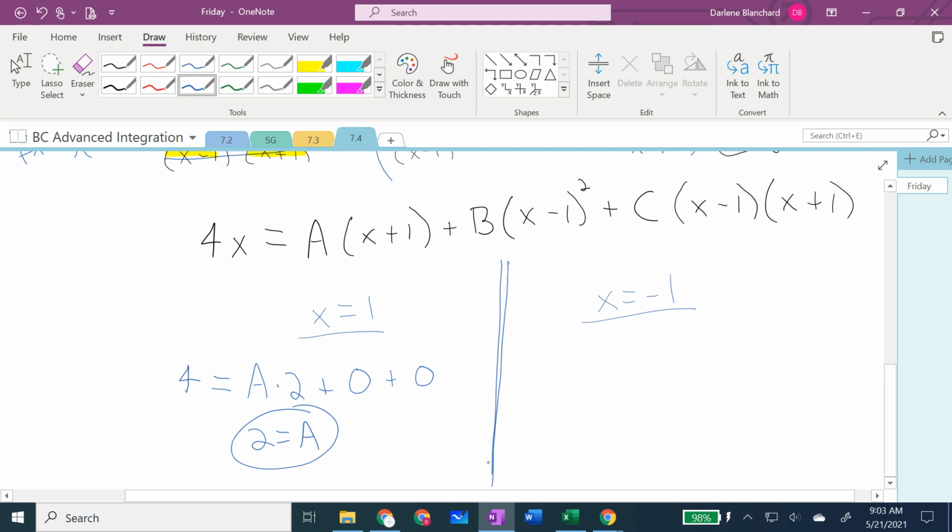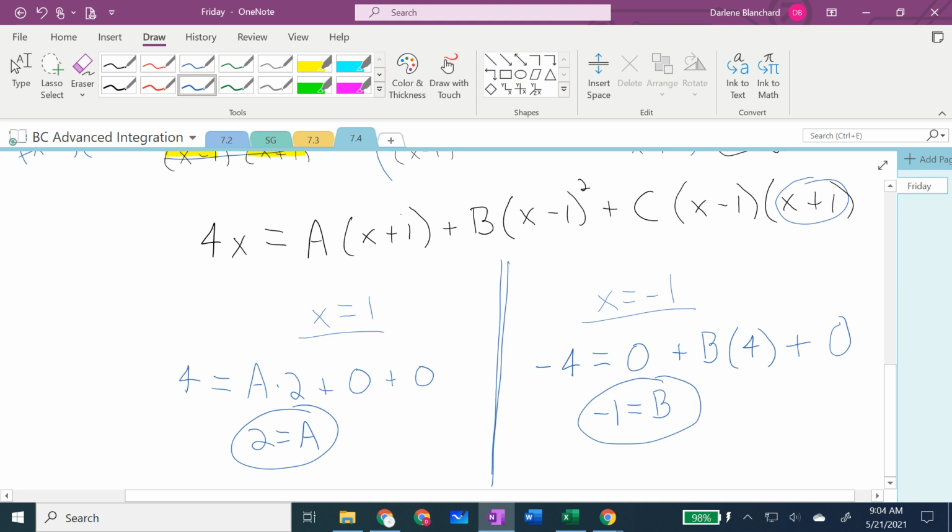Then I'm going to plug in x equals negative 1. So over here I have 4 times negative 1 gives me negative 4 equals 0 plus b times negative 1 plus negative 1 gives me negative 2. Negative 2 quantity squared gives me 4, plus, and then I plug in negative 1 and I get 0. So with a little bit of arithmetic, I now know that b is negative 1.